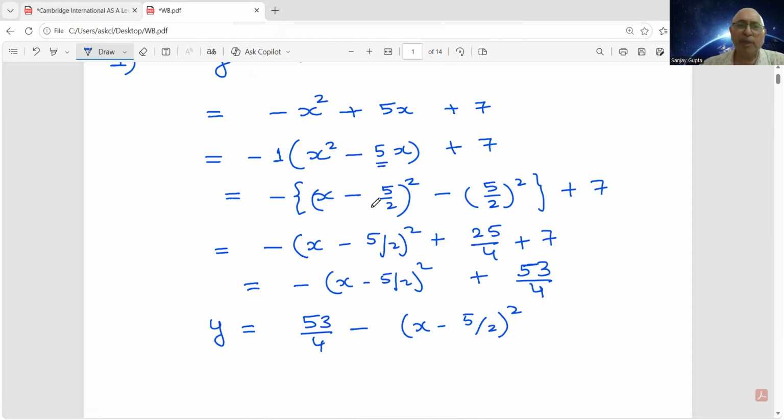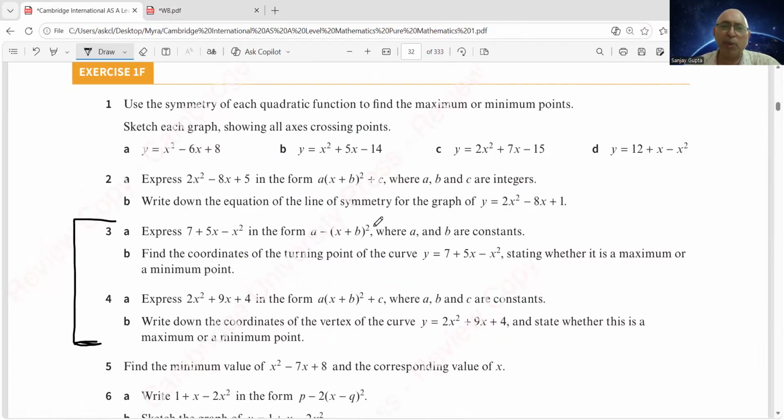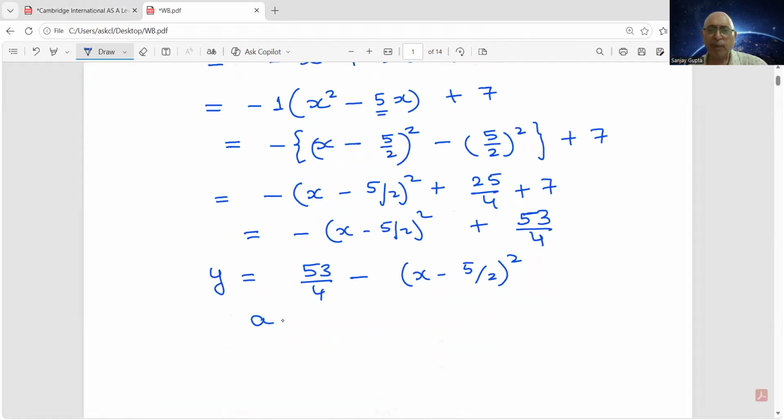And this is in the form that is asked, a minus (x plus b) whole square, where a and b are constants. So what is a here and what is b? So a here is 53 by 4 and b is minus 5 by 2. Look at the question. He's asking x plus b whole square, and we got x minus 5 by 2 whole square. So b is minus 5 by 2. Isn't it? Now, what are the coordinates of the vertex?